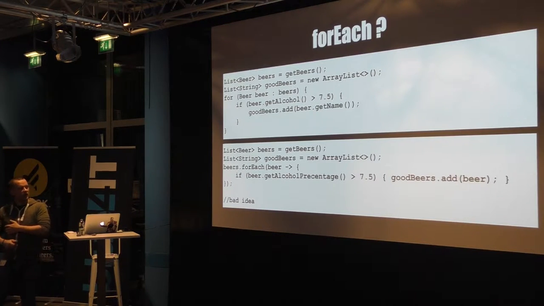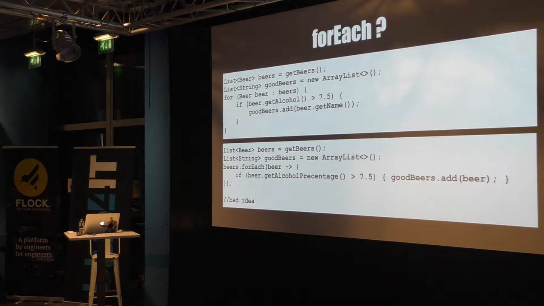For each, people tend to think, okay, we have a list, I can provide a for each on it, and then I can have an ugly kind of block lambda with an if statement. No. Please do not use the for each method. And people tend to use the for each several times in one method. Like, okay, beers, for each do this. Okay, and then again, beers, for each do that.